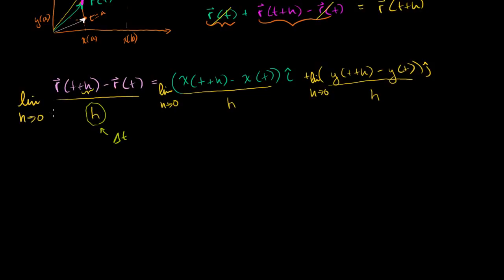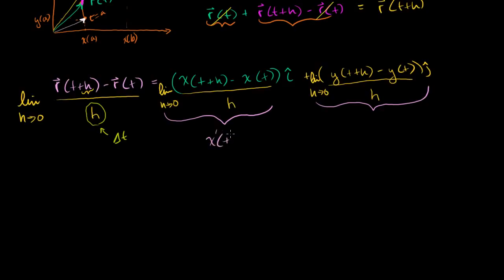We haven't defined limits for vector-valued functions. We haven't defined derivatives for vector-valued functions. But lucky for us, all of this stuff here looks pretty familiar. This is actually the definition of our derivative. And these are scalar valued functions right here. They're multiplied by vectors in order for us to get vector valued functions. But this right here, by definition, this is the derivative.